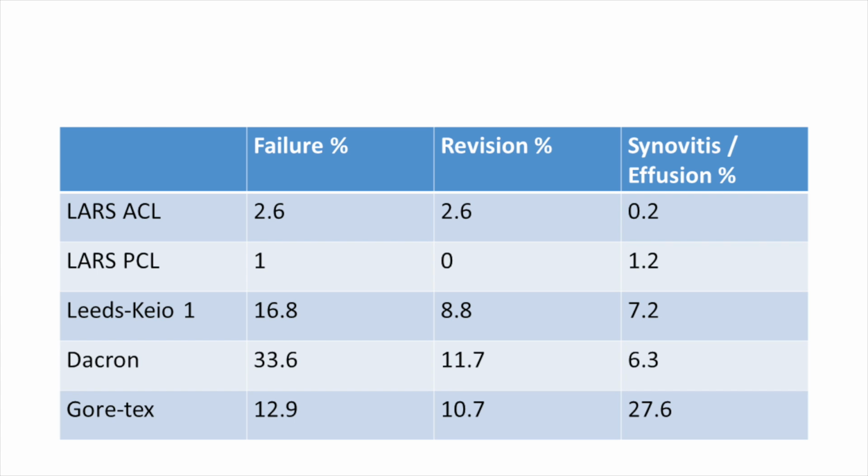So compared to the Leeds-Keio, the Dacron, and the Gore-Tex below with failure rates of between 16 and 33%, the failure rate for LARS ACL was only 2.6% in this study, and the failure rate for LARS PCL only 1%.